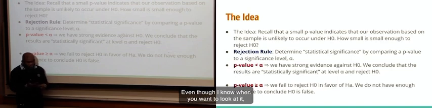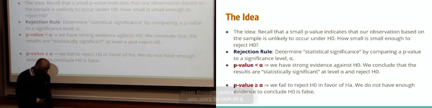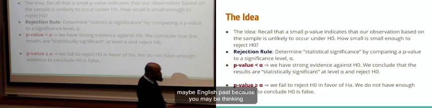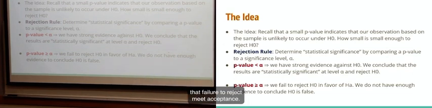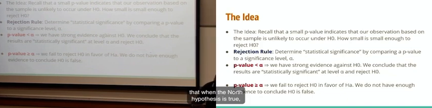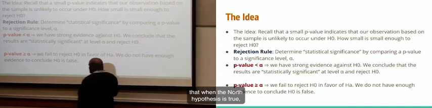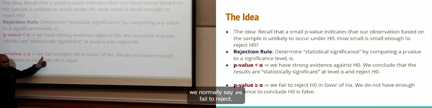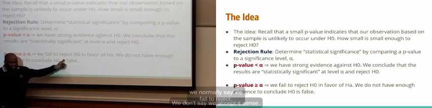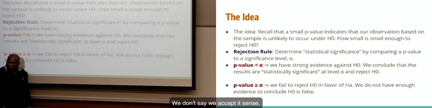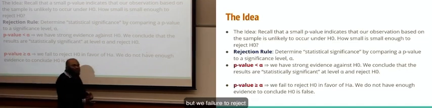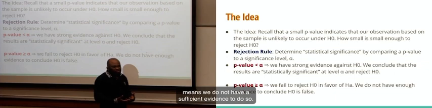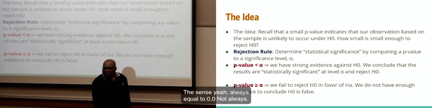Even though I know when you look at it from an English perspective, you may be thinking that failure to reject means acceptance. I know, but in statistics, in science, we don't say that. So when the null hypothesis is true, we normally say we fail to reject. We don't say we accept it. Does that make sense? Failure to reject means we do not have sufficient evidence to do so. Does that make sense?